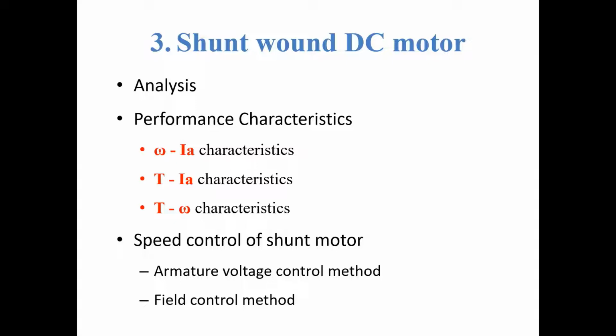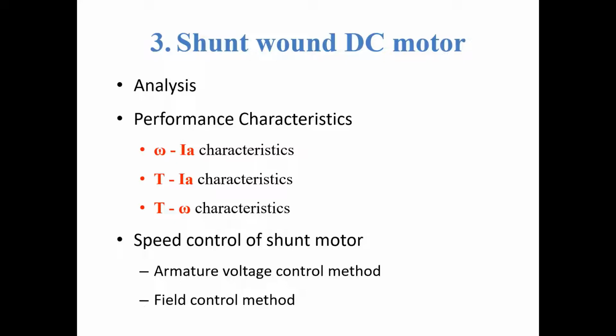In today's lesson, we are going to discuss the self-excited DC motor. As you know, this self-excited DC motor can be classified into three categories. The first one is the shunt DC motor, the second one is the series DC motor, and the third one is the compound DC motor.